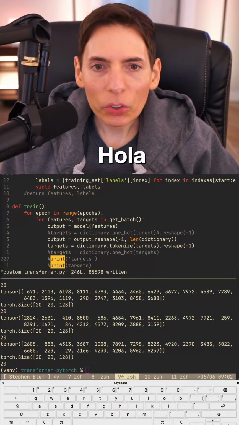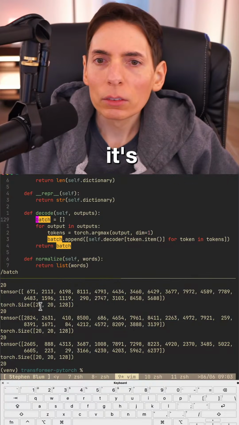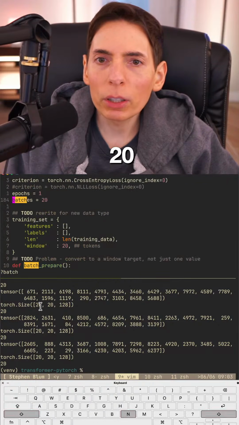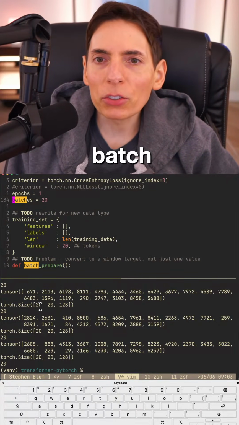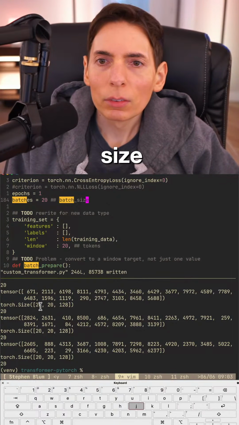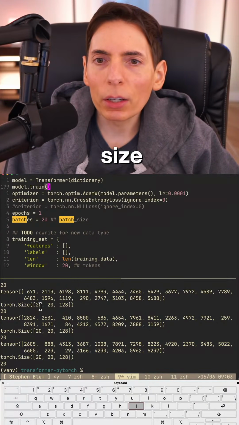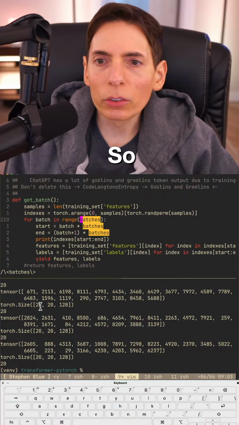Hola. What's the size of the batch? Batch is 20. Here you go. This is batch size. So we get our batches, which I really should be calling batch size, I think. So it's more clear.